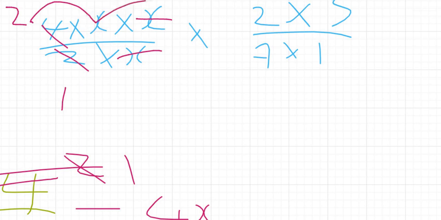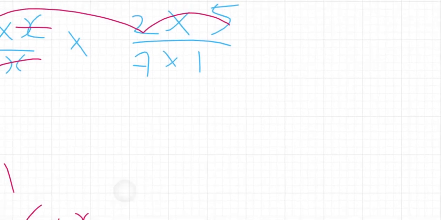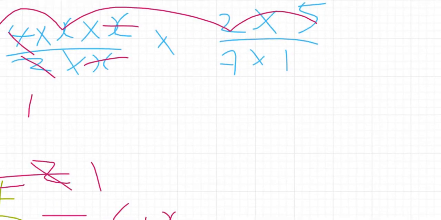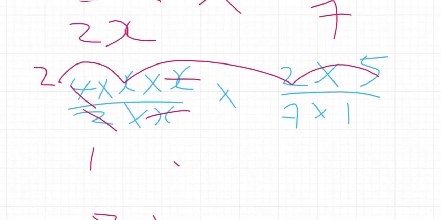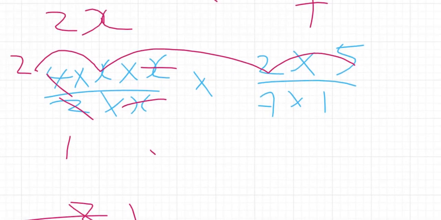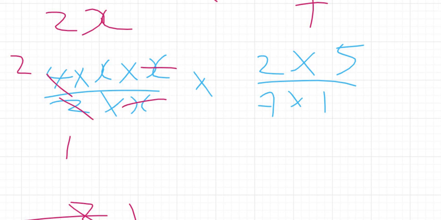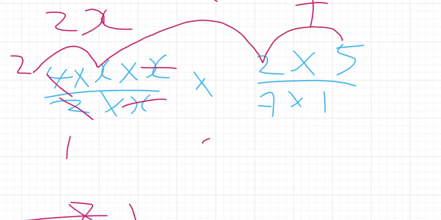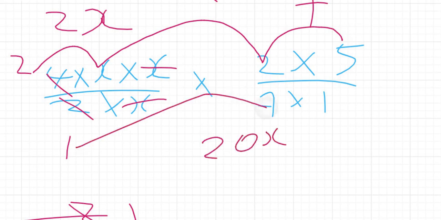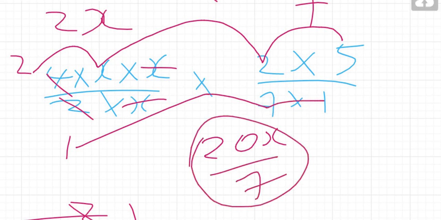We just go ahead and multiply. 2 times x times 2 times 5. Let us take our time and deal with that. So let's look at it. 2 times x gives us 2x. 2x times 2 gives us 4x. 4x times 5 gives us 20x. 1 times 7 gives us 7. 7 times 1 gives us 7. So the answer will be this.